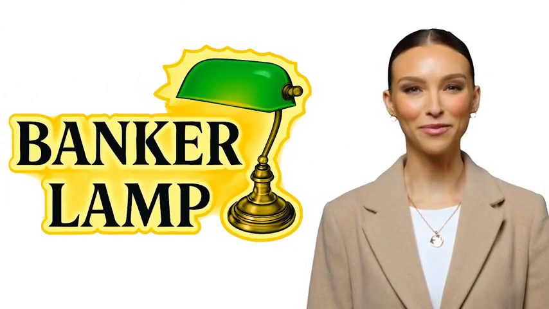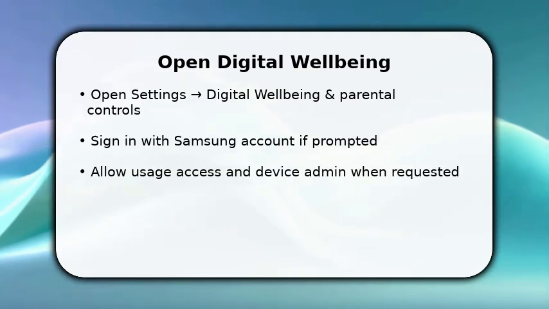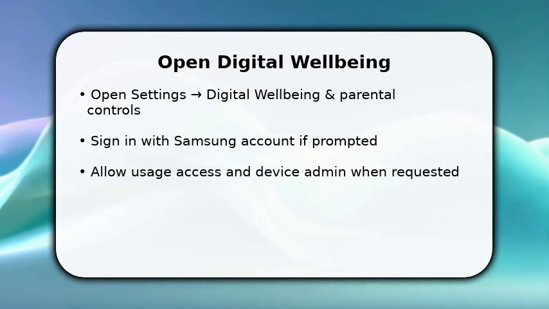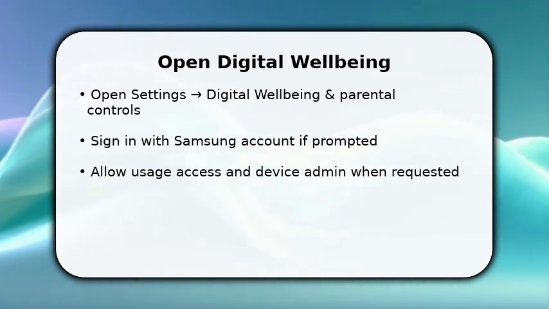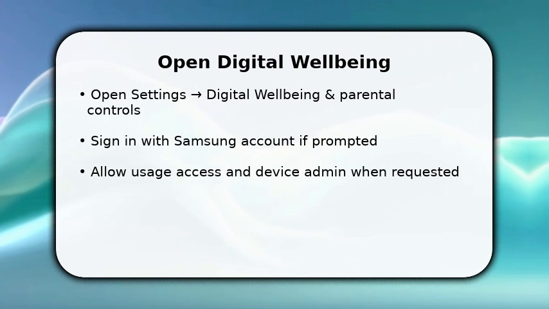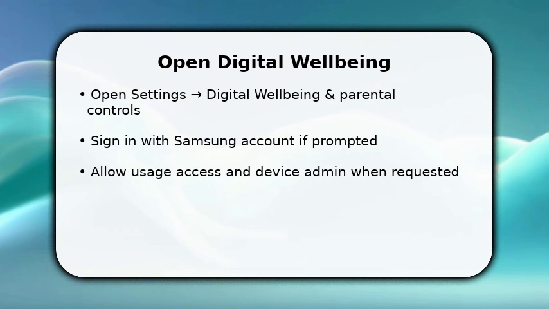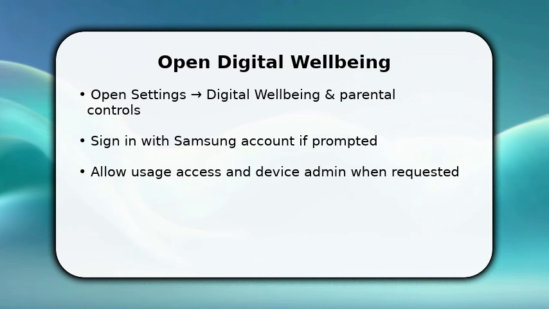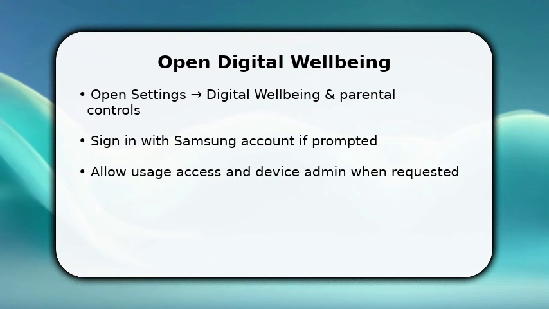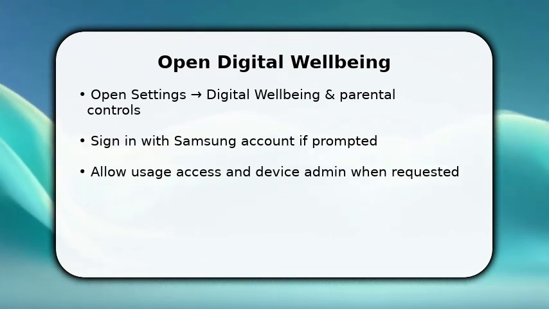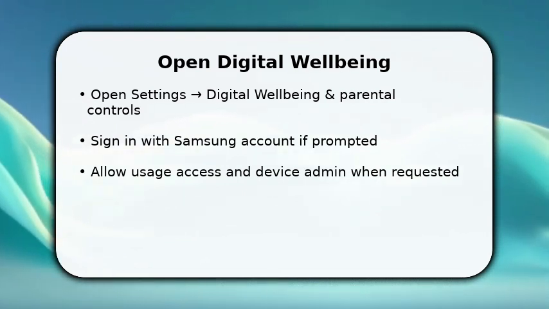Please enjoy the video. You start by opening Settings and tapping Digital Wellbeing and Parental Controls. Once done, sign into your Samsung account if the phone asks, because some controls sync across devices. Make sure to grant usage access so the phone can measure screen time. Without that, you won't get accurate data. Also accept device admin or parental control permissions when shown so timers can actually block apps.